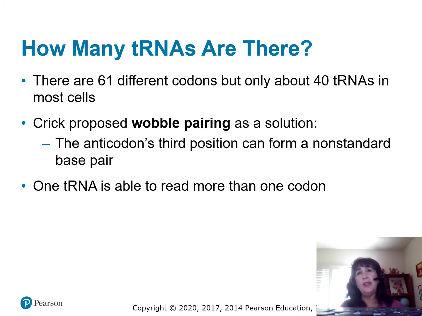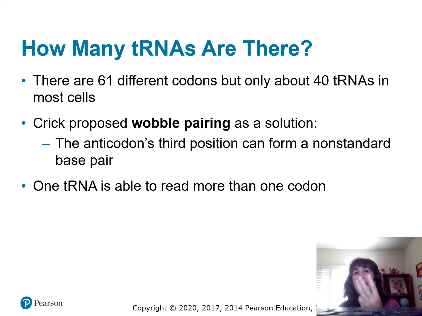Now it says here there are 61 different codons. Now let's stop and think back to why we have 61. Because remember, there's a total of 64 combinations, 4 times 4 times 4 in the triplet code. But 3 of them are stop codons that just say stop. And there's one start codon, AUG, but AUG codes for methionine. So 60 plus 1, which is the AUG, makes 61. So there's 61 different codons, but only 40 transfer RNAs.